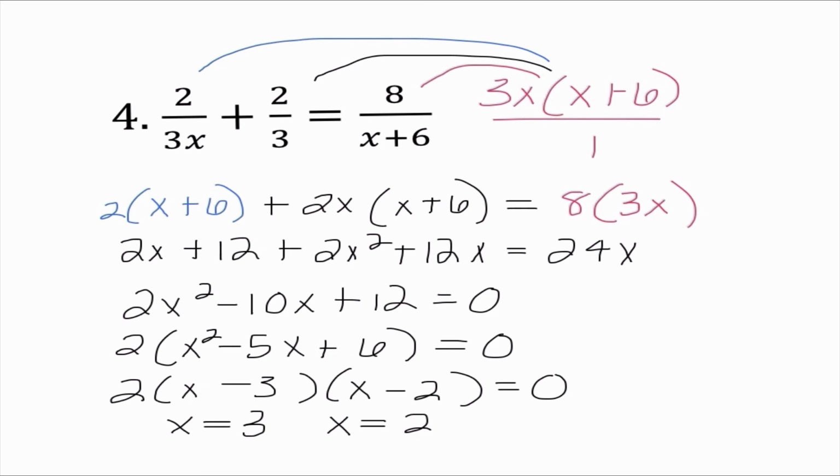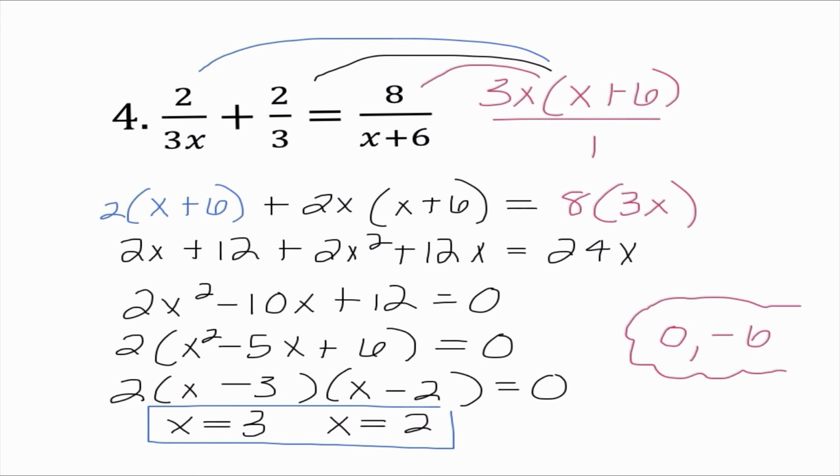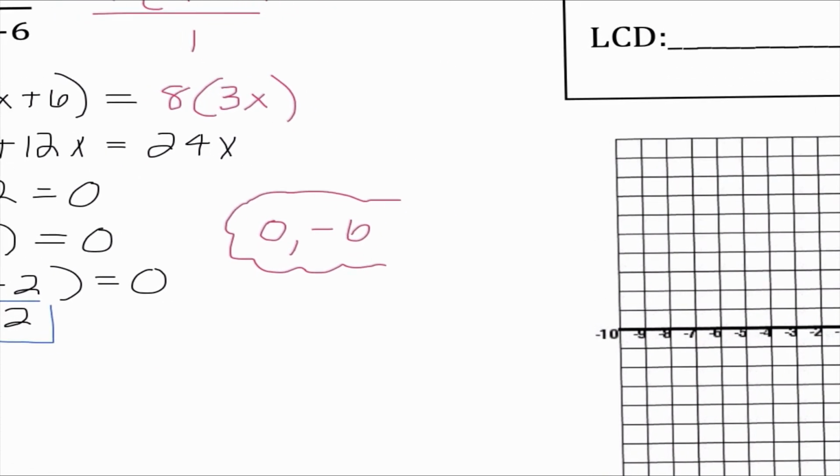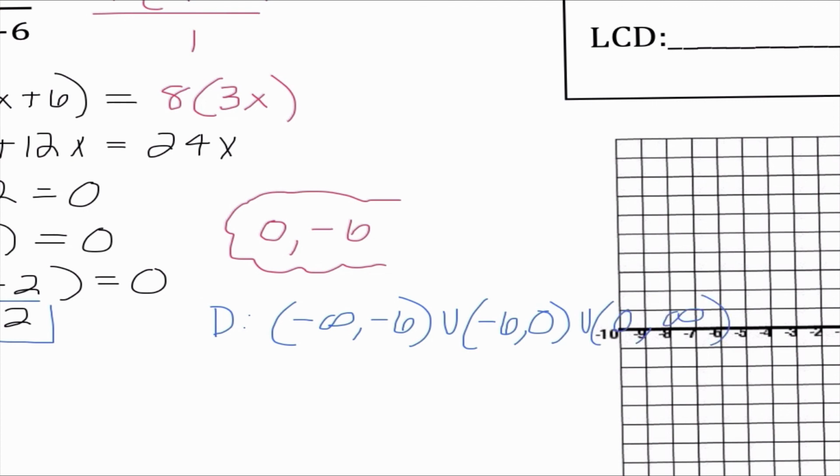Looking at both of those answers, it appears that neither of them would cause division by 0, so those are our 2 solutions. In fact, looking at these, the values that it looks like would cause division by 0 would be 0 and -6. So when we graph that, I'm thinking that's going to be our domain. I'm thinking that's going to be our asymptotes. In fact, because of this knowledge, I think we can already write our domain to be -infinity to -6, union -6 to 0, union 0 to infinity.